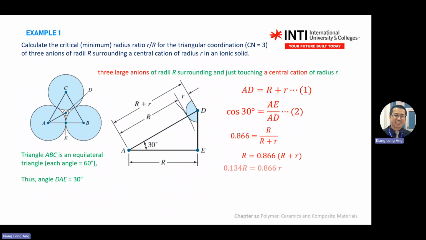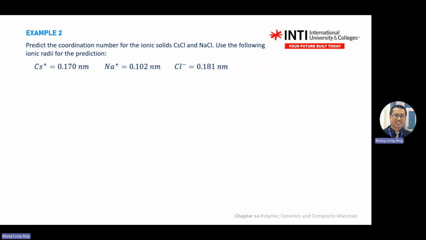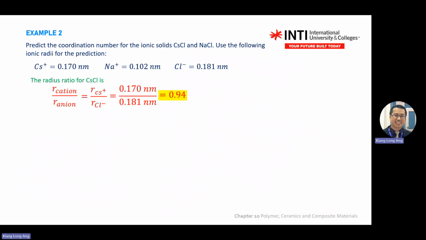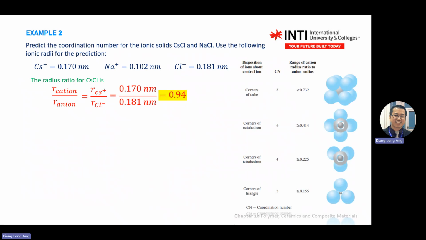Okay, so you combine the numbers. So this one, CsCl, Cs plus Cl. So you take cation over anion. Press your calculator, you get a number, 0.94. 0.94 is what? Okay, so it's more than 0.73, which is 8.